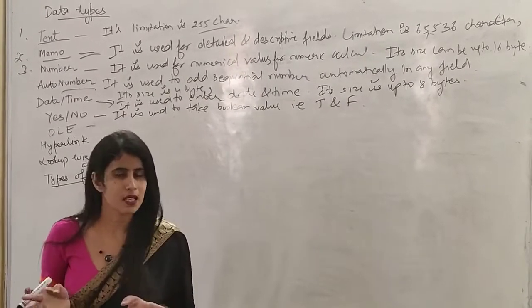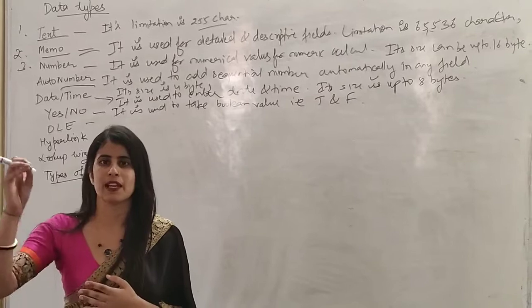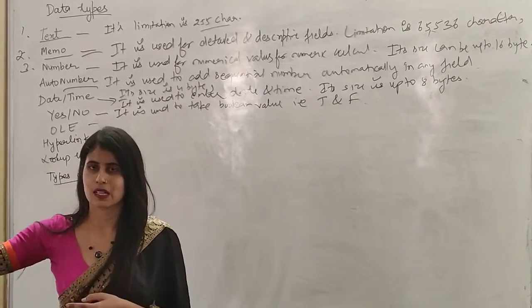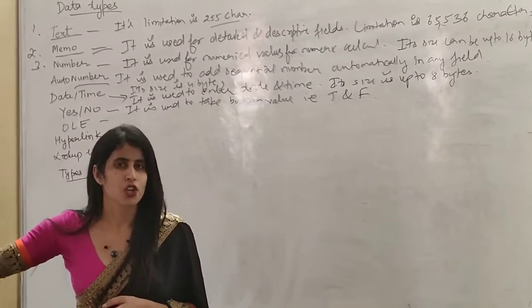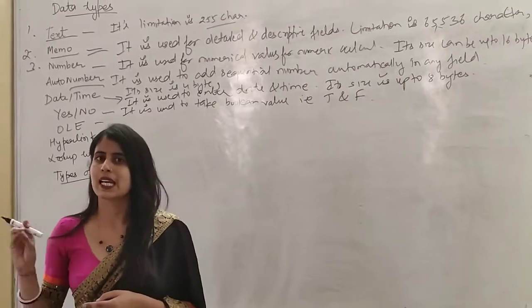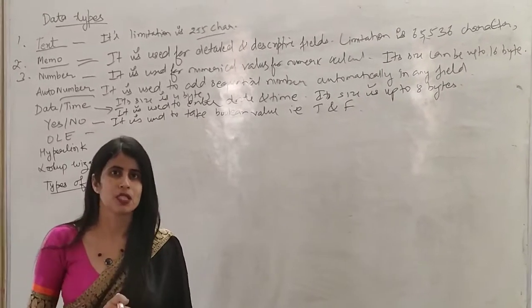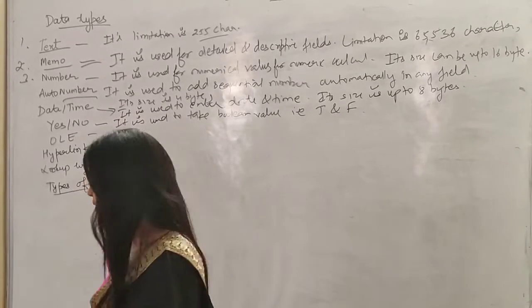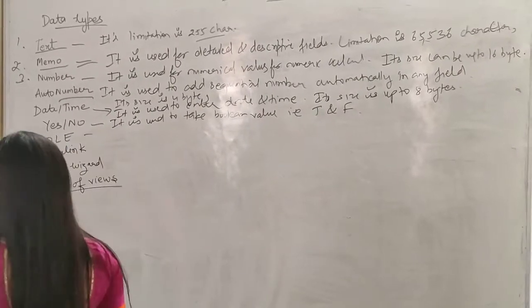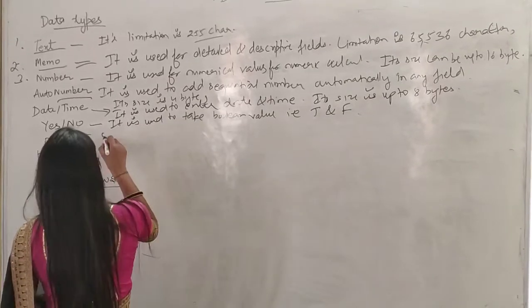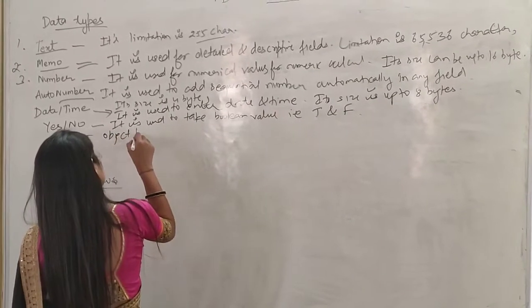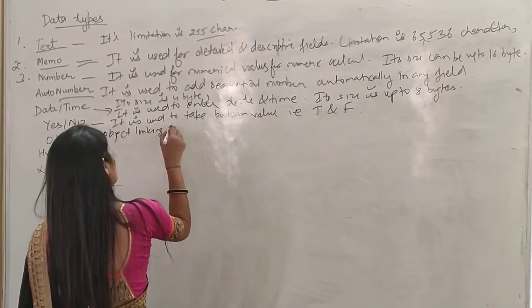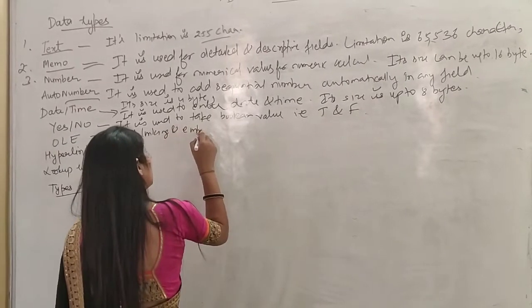So if we want to attach a file of Word in our MS Access window, means we are working in MS Access and we want to take any file from Word, Excel and Photoshop. So for this kind of work we use the data type OLE. At first I am going to write the full form of it, and it is object linking and embedding.